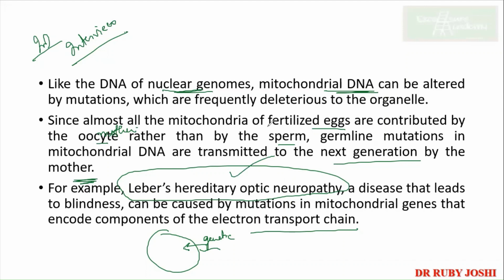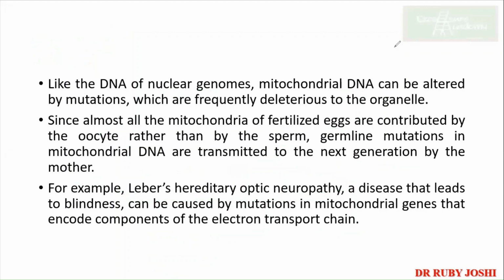Ma'am? Does it just cause blindness? Because if there's a problem with the electron transport chain, it should be affecting the whole organ or the whole person, right? Sorry, can you repeat your question? The Leber's hereditary optic neuropathy, a disease that leads to blindness. If it's the electron transport chain that is the problem, then it should be affecting all of the cells, right? Instead of just causing blindness.